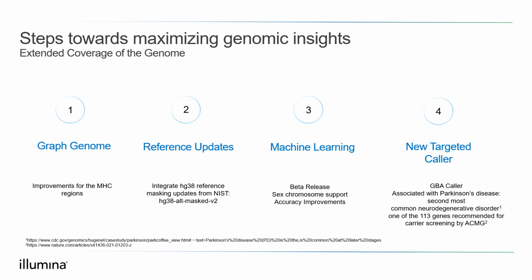And then we'll talk about our targeted caller, which is the GBA caller in this case, which is a new one. And again, this is an important one. It's one of the 113 genes recommended for carrier screening by ACMG. It's related to Parkinson's disease. So again, something that our customers have requested of us, and we now have a caller that can specifically target this gene with a paralog that's associated with it.